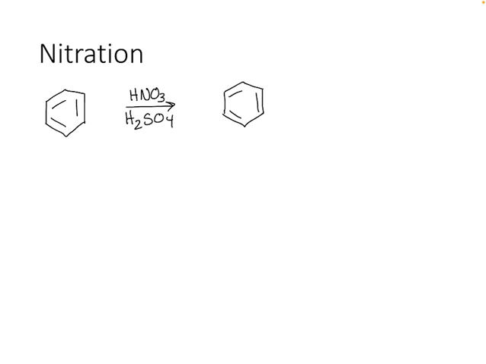All right, so now let's talk about our next electrophilic aromatic substitution reaction, which is nitration. In this reaction, we start with a benzene ring, and we're going to add nitric acid and sulfuric acid. And we end up adding what's called a nitro group to the benzene ring, which is NO2. But we'll draw the full structure just so we can see what it looks like here.